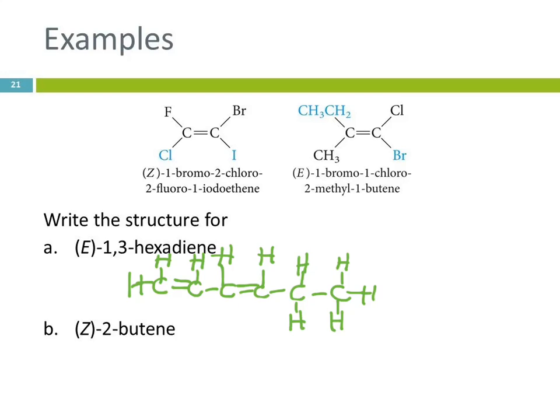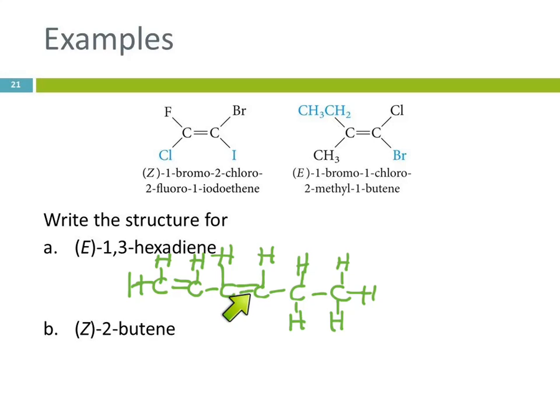So we're supposed to do E. E means opposite. So this double bond, do we have to worry about that first one? Is there a cis or trans version of that? Look at the groups attached to this carbon. They're the same, aren't they? And so there's no cis or trans. There's no stereoisomer around this carbon.